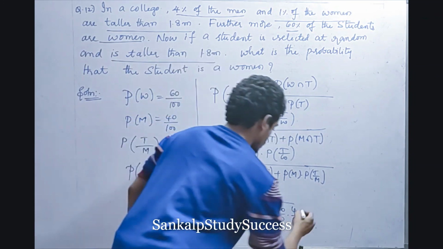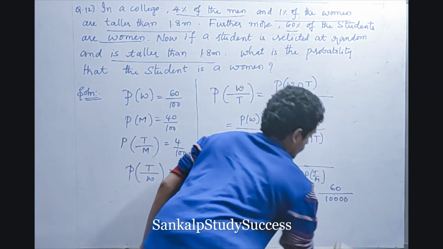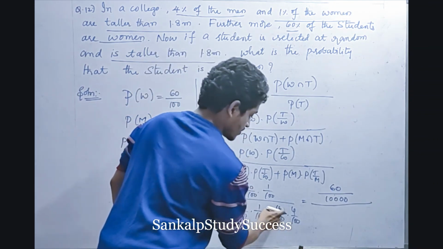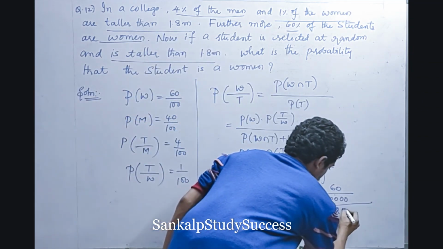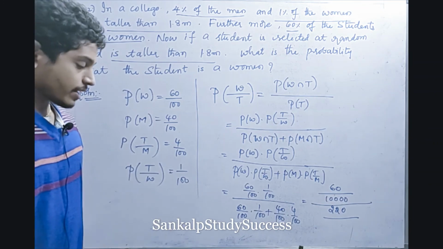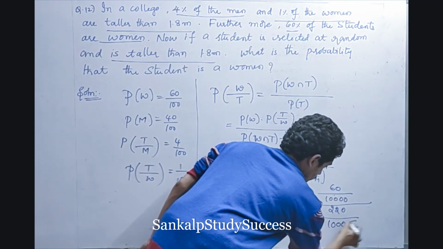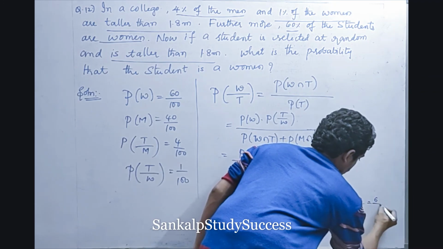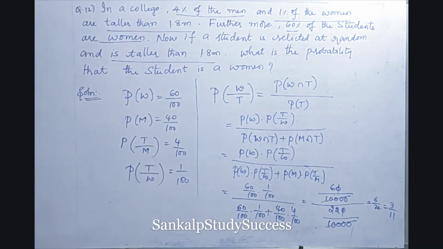That is 60 whole divided by 10,000 whole divided by 60 into 1, 60, plus 4 fours are 16, 160, 160 plus 60 is 220. Yes, 220 divided by, this is once again 10,000. These two get cancelled, this 0 gets cancelled. 6 by 22 we got. 6 by 22 in the sense 2 threes are 6, 2 elevens are 22. So the answer is 3 by 11.